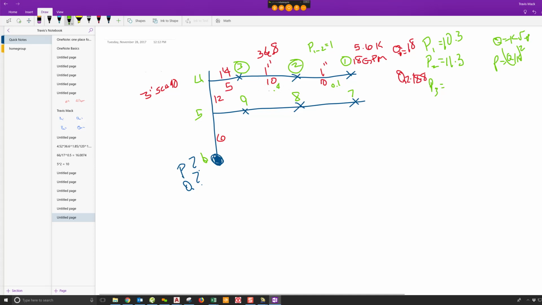Okay. So the total is 4. So that times 10 equals 4. So our friction loss in here is 4. So our P3 is 4 plus 11.3 is 15.3. Now we got to figure out what is Q3. Equals, so I got just Q equals K times the square root of P. So we do 5.6 times square root of 15.3 is 21.9. Do you guys follow that?